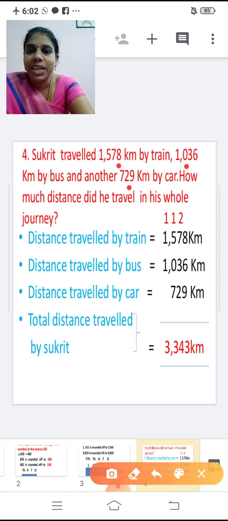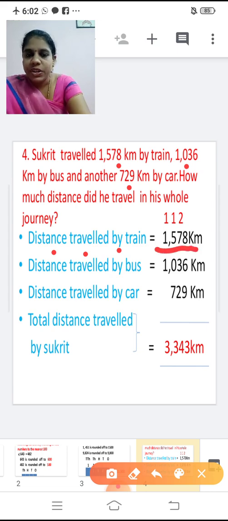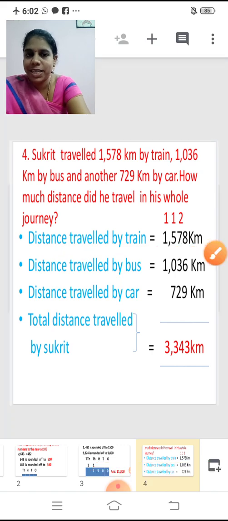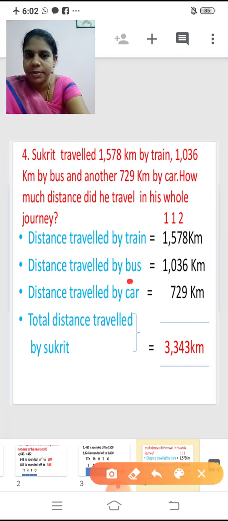So first write distance traveled by train. How much distance he traveled by train? 1578 kilometer. Next step, distance traveled by bus. How much distance he traveled by bus? 1036 kilometer. Then distance traveled by car.